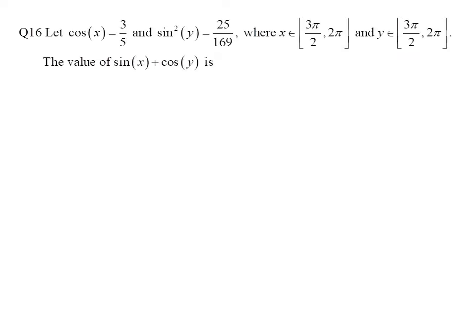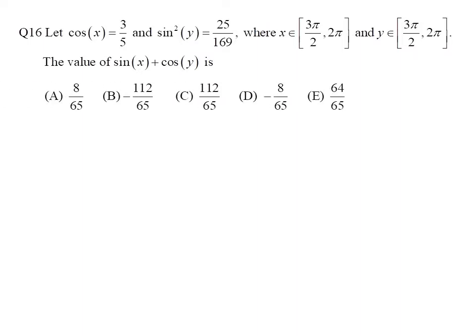Question 16 is a circular function related problem. What we know is cos x equals 3/5, and x is in the closed interval from 3π/2 to 2π. The square of sin y equals 25/169, where y is within the same closed interval. The question here is to find the value of sin x plus cos y.